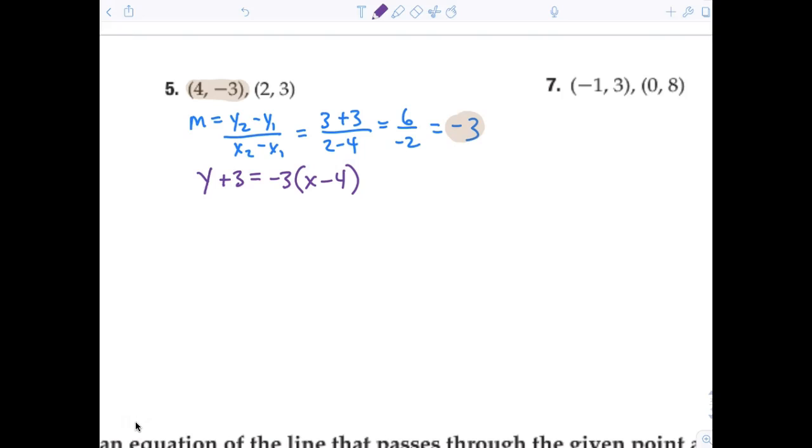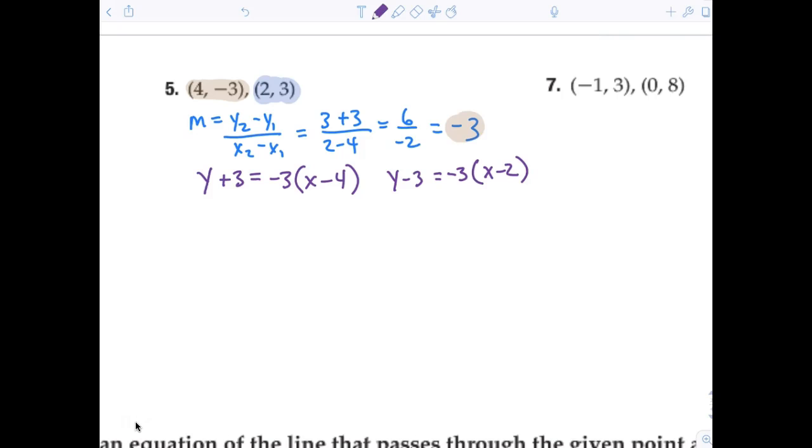Now, that is an answer. Is that the only answer? No. Because now, Max, if you're paying attention, instead of using the first point, I would like for you to use the second point. Now, can you write the equation yet? Or do you still have no clue what's going on? Is it y minus 3 equals -3, because that's the slope, -3 times x minus 2? All right, now you're in the game.